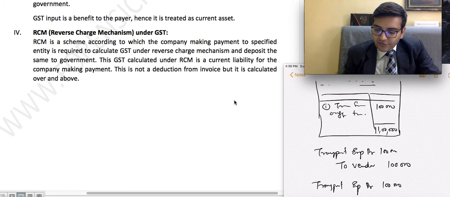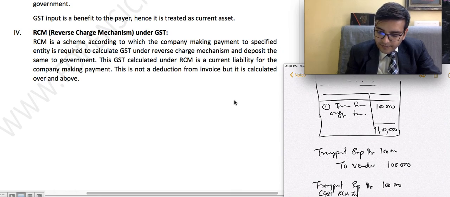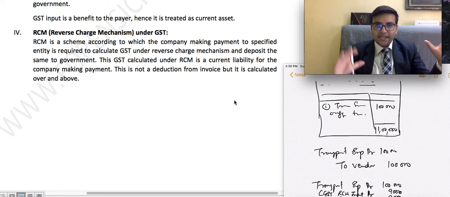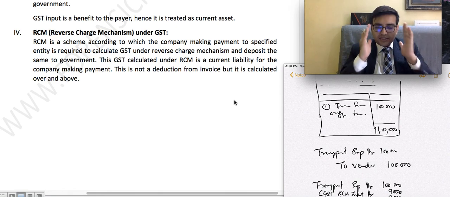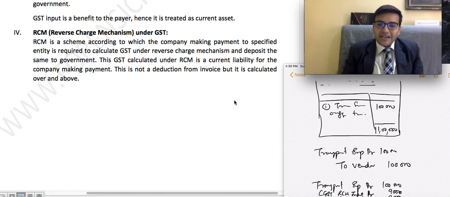So it would be CGST RCM input, SGST RCM input, same 9,000. So it is creating an asset on one side and a liability on the other side. This is the simplest entry of this reverse charge mechanism under GST. There is no doubt about it. You have to charge over the amount, not deduct anything. Reverse charge mechanism does not mean deducting. It is charging over and above.